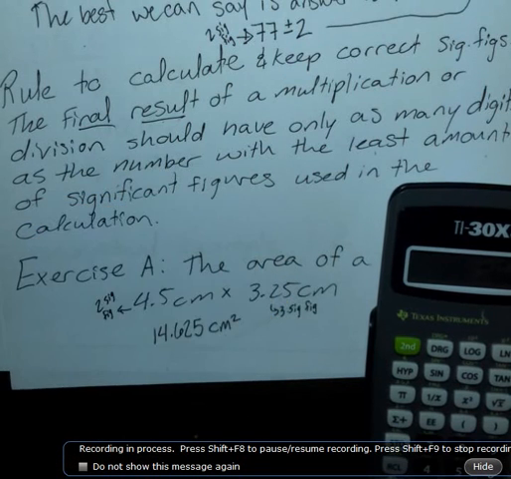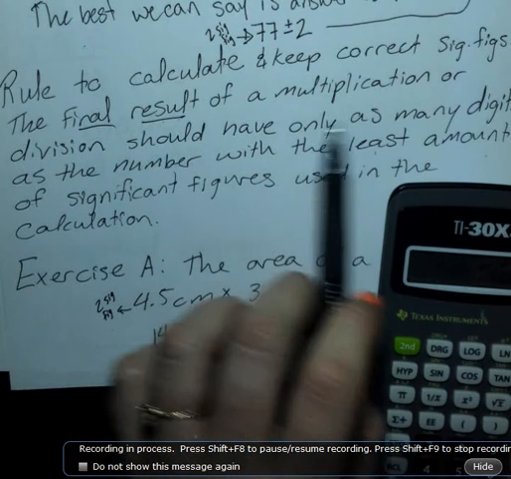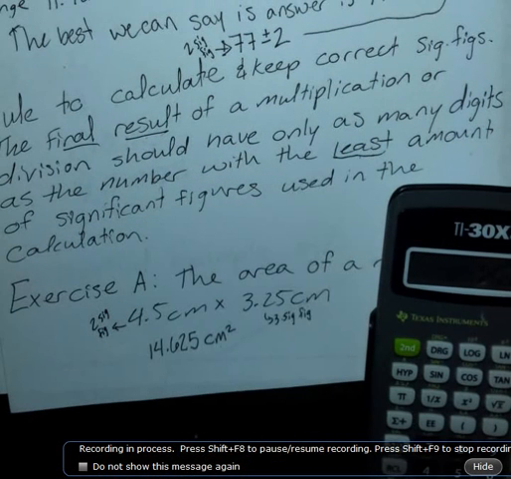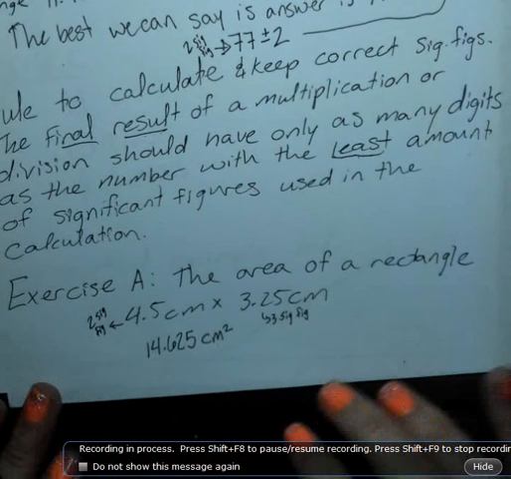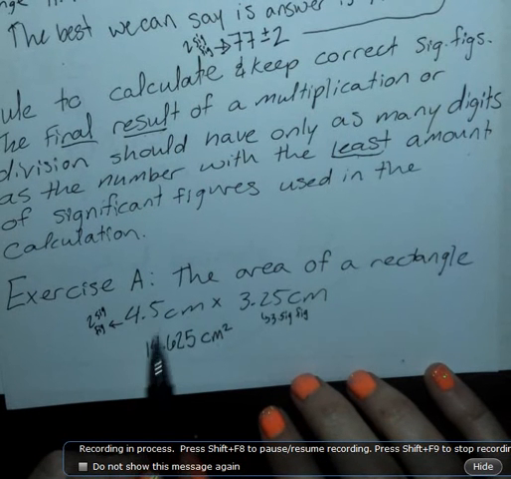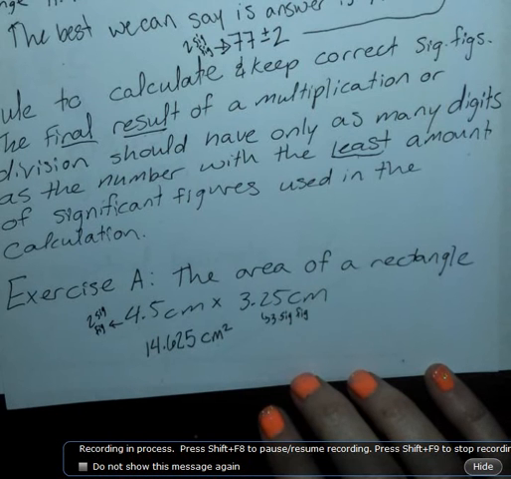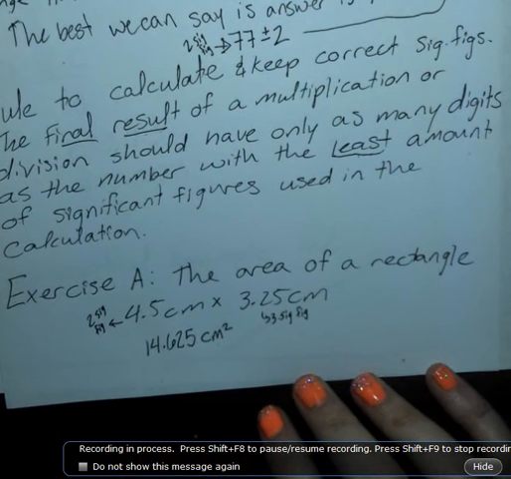And our rule says that the final result of multiplication or division should have only as many digits as the number with the least amount of significant figures used in the calculation. The number with the least amount of significant figures was this 4.5 centimeters, 2 significant figures. And so that guides us. That tells us that our answer is only going to have 2 significant figures. Everything else is going to be truncated. It's going to be rounded away.